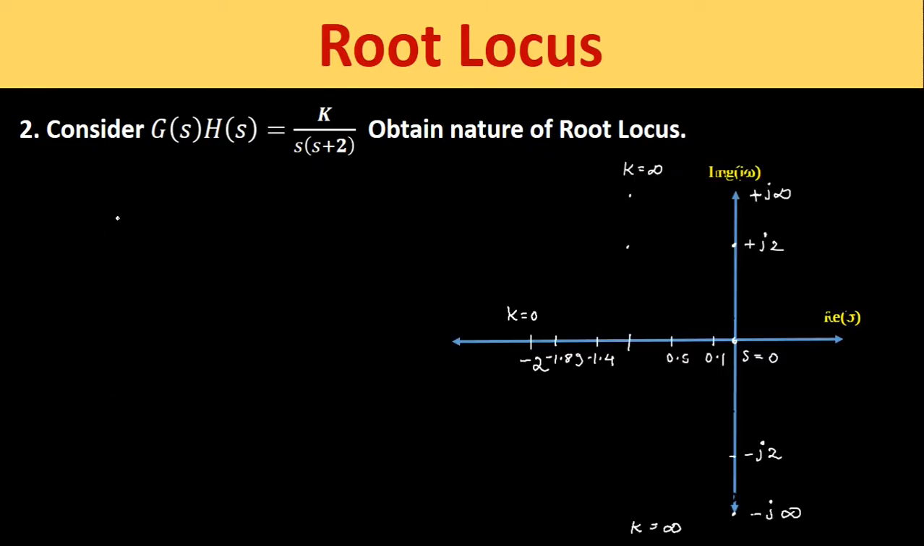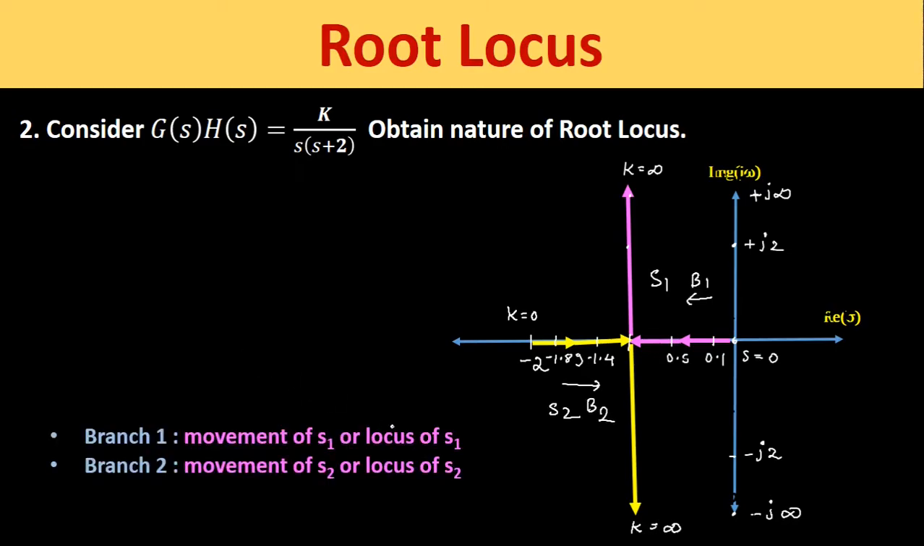So this is our final root locus. This is the root locus of S1, the branch of S1, which is represented by B1. This is the root locus of S2, and this branch is represented by B2. We can see that branch 1 is the movement of S1 or locus of S1, and branch 2 is the movement of S2 or locus of S2. So this is our final root locus from this equation of g of s into h of s.